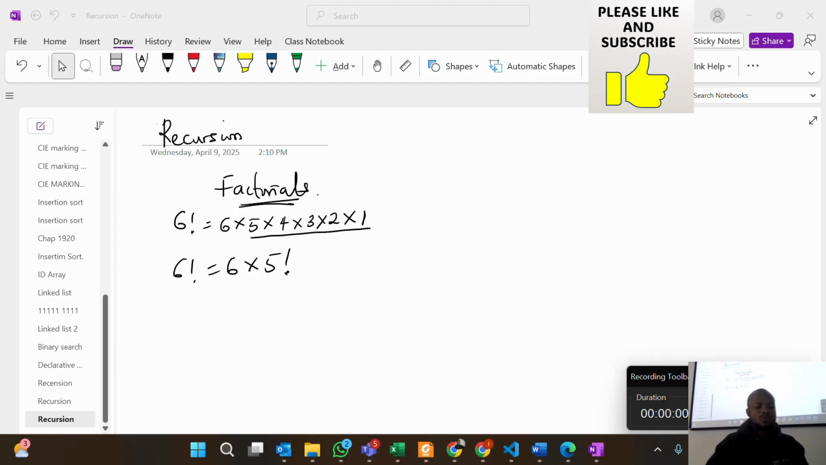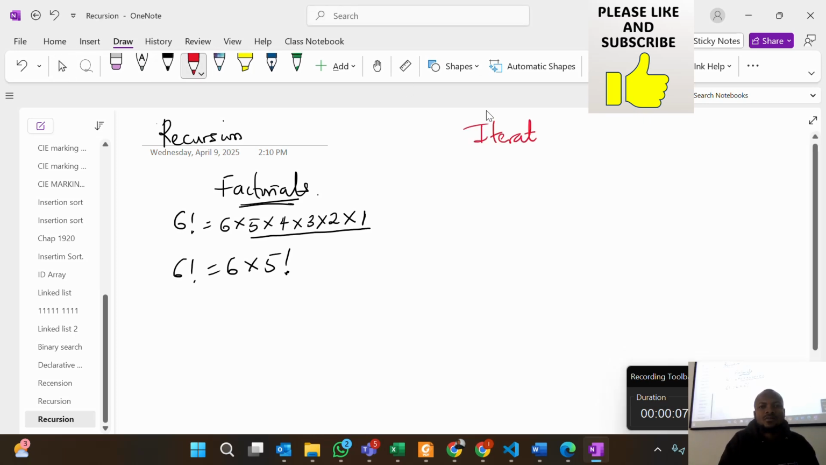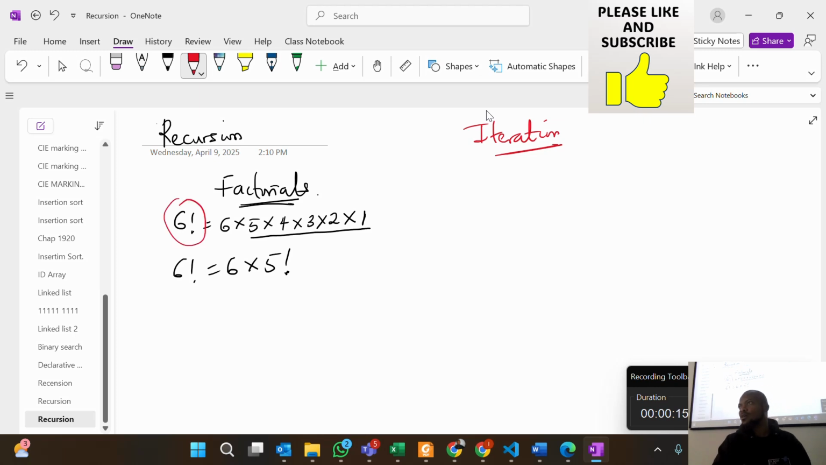So the first thing to do, like I said, we want to solve this problem using iteration, right? So we need to understand the structure of this problem. We understand that we are finding factorial. Factorial means 6 factorial means 6 times 5 times 4. That means this number is decreasing, isn't it? And gets to what? To 1.